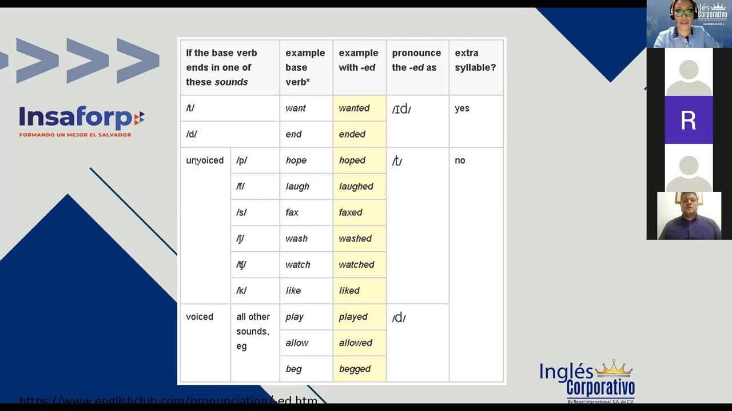Then we have the other two pronunciation endings, T and D. And it has to do with whether the sound is unvoiced or voiced. Can you explain to me what it means when we refer to voiced or unvoiced? No? Do you remember? No worries. When we say unvoiced, it's when you pronounce them and you don't feel a vibration in your throat, right? For example, if you say hop, hop, hop. But if you say play, you can touch your throat and say play, play. It produces a vibration here in your throat, right? Play. And you say laugh, laugh, laugh. No vibration. So it means that it's unvoiced.